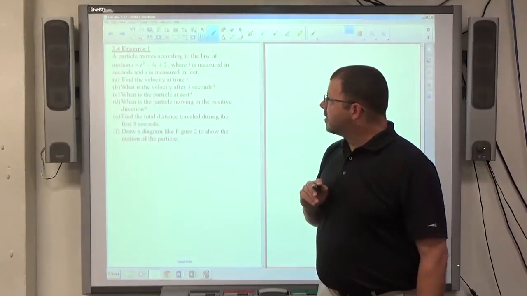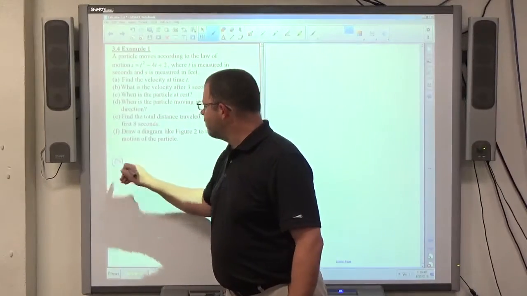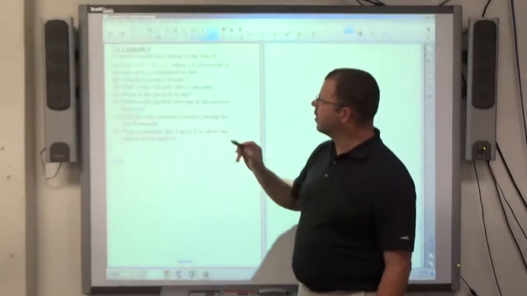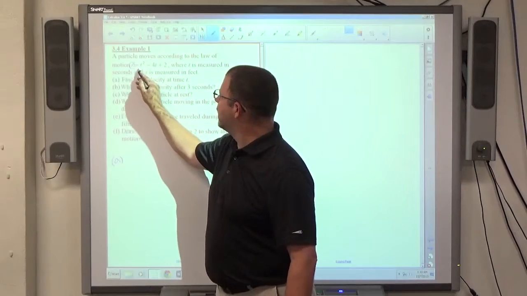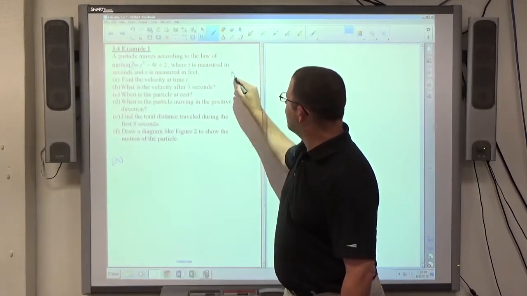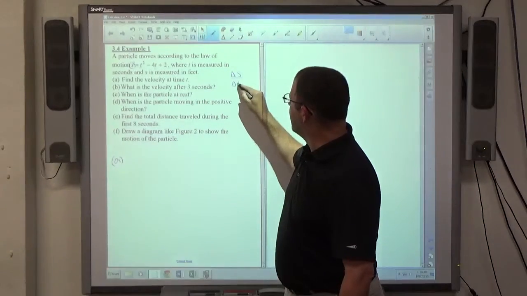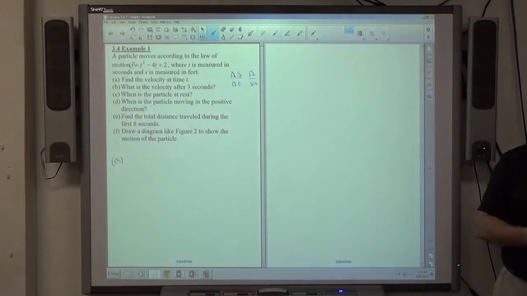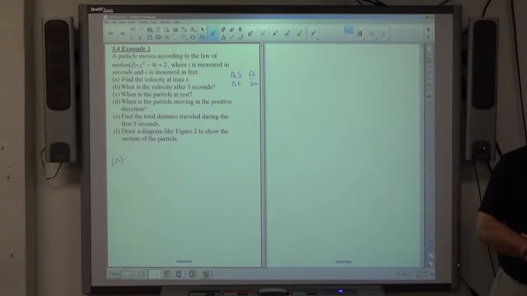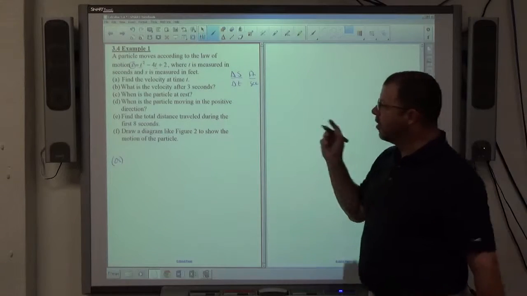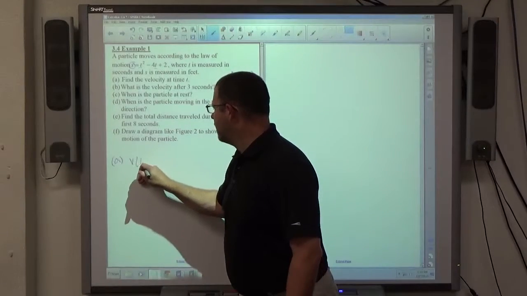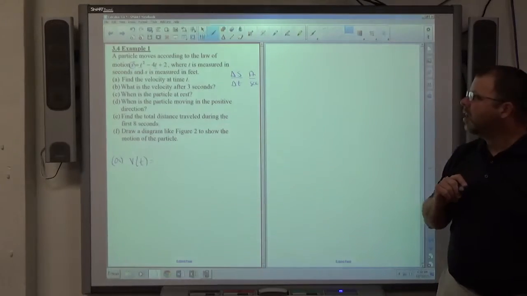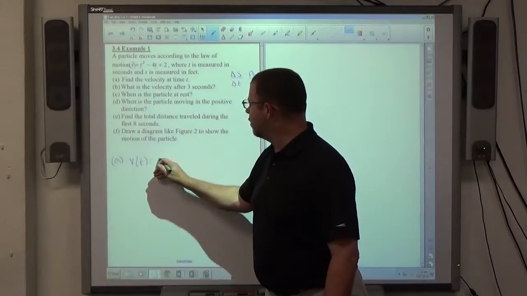Part A says find velocity at time t. Velocity is the derivative of position. If we're plotting s as the y-coordinate and t as the x-coordinate, change in s over change in t is going to be a feet per second unit, which is velocity. So the derivative of position is velocity. To do part A, velocity at time t is simply the first derivative of the position function. The position function is a power structure, so using the power rule for differentiation, we get 2t minus 4.